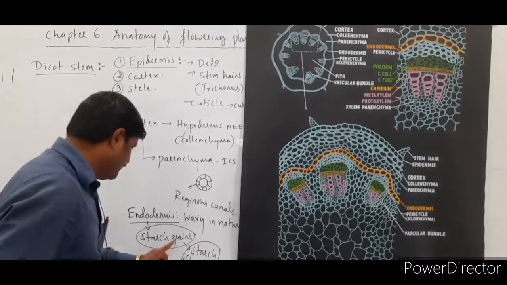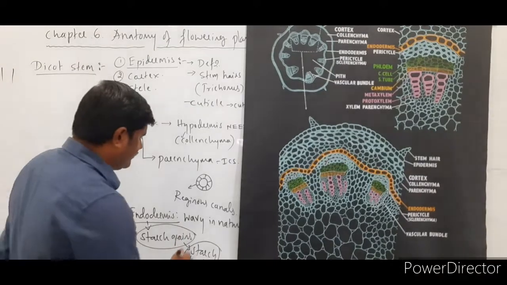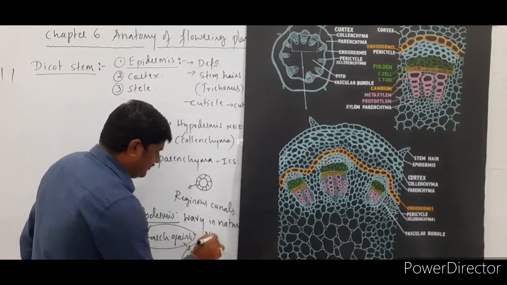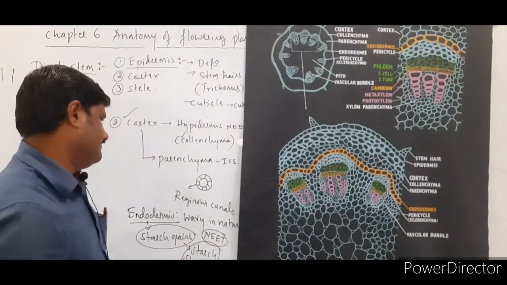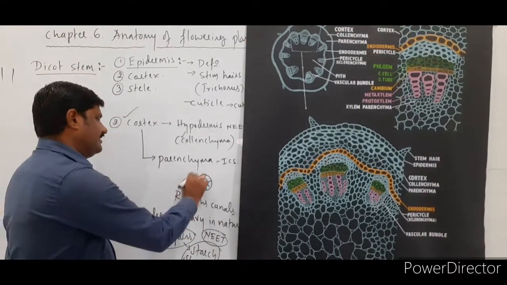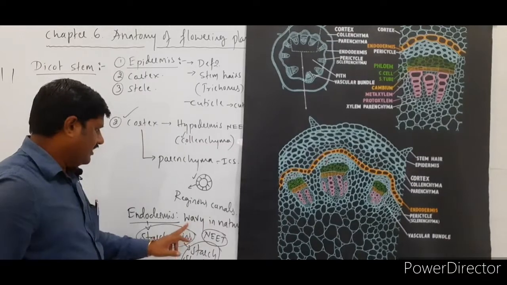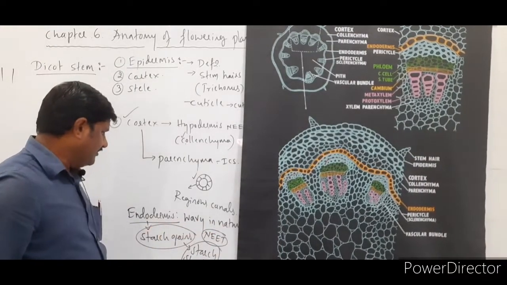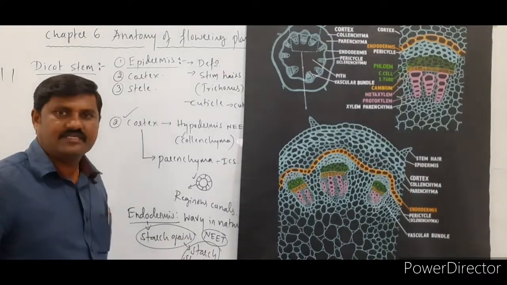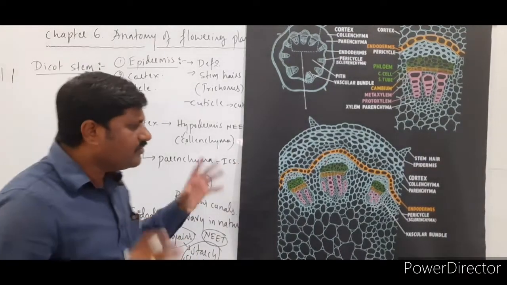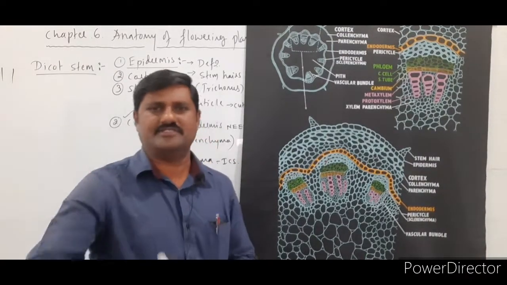This is a more important point to be noted as far as NEET is concerned. This is also a NEET point to be noted: resinous canals, wavy endodermis, and the endodermis has starch grains, hence it is called the starch sheath. Very unique features are there in the dicot stem.